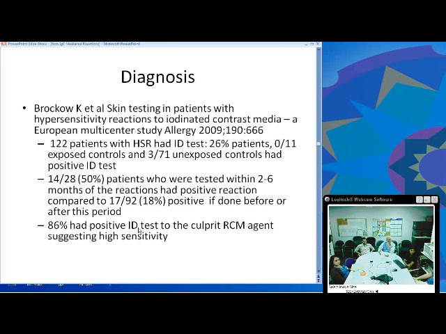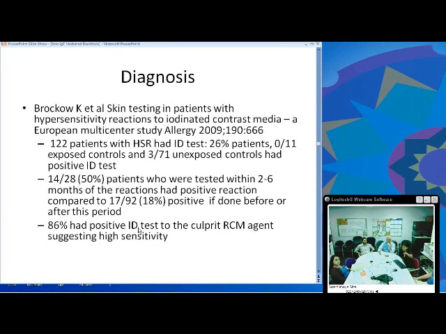That's the question. Right. On this study, I'm confused. You had 122 patients, and they got a history of reaction. They got ID tested. Is it 26% that reacted, that had a positive ID among the ones that had the hypersensitivity? Yes, 26% of the 122. But what's the 86% of the positive IDs? So that's 86% of those 26%.